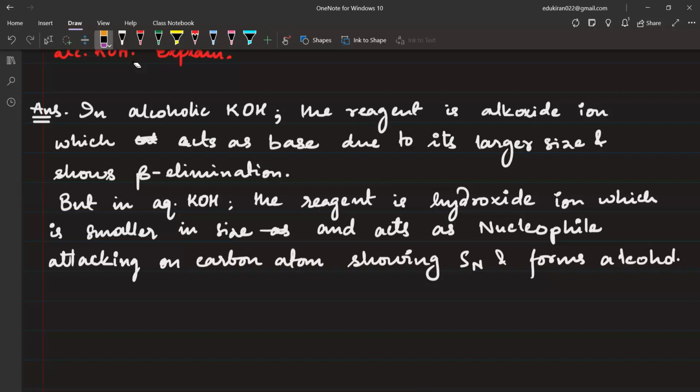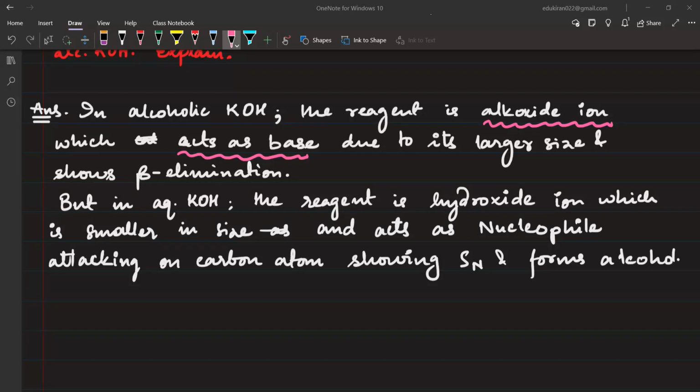Now, if you want to understand this particular concept, then we will explain it. But even if you have very short time, the few things you cannot forget are: in alcoholic KOH, the reagent is alkoxide ion, which acts as base. Now, why is alkoxide ion acting as a base? Its answer is due to its large size.